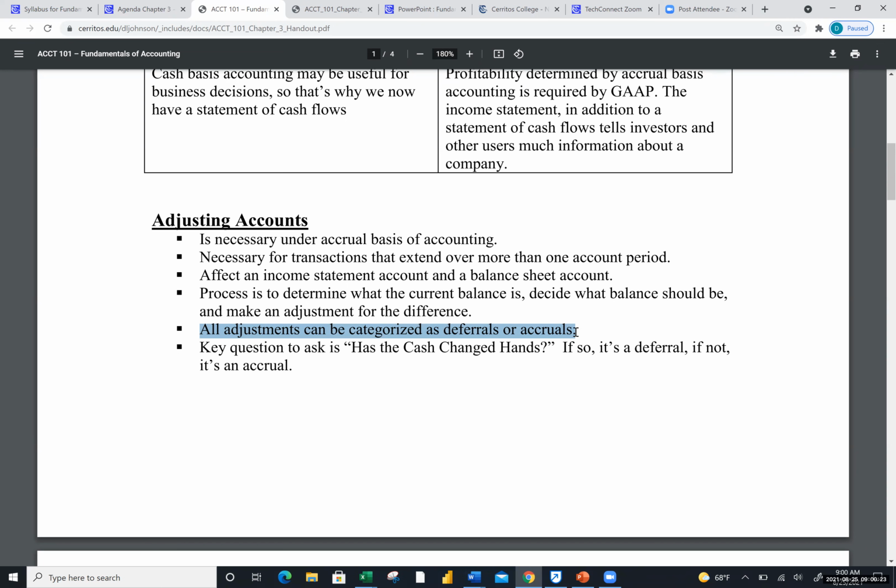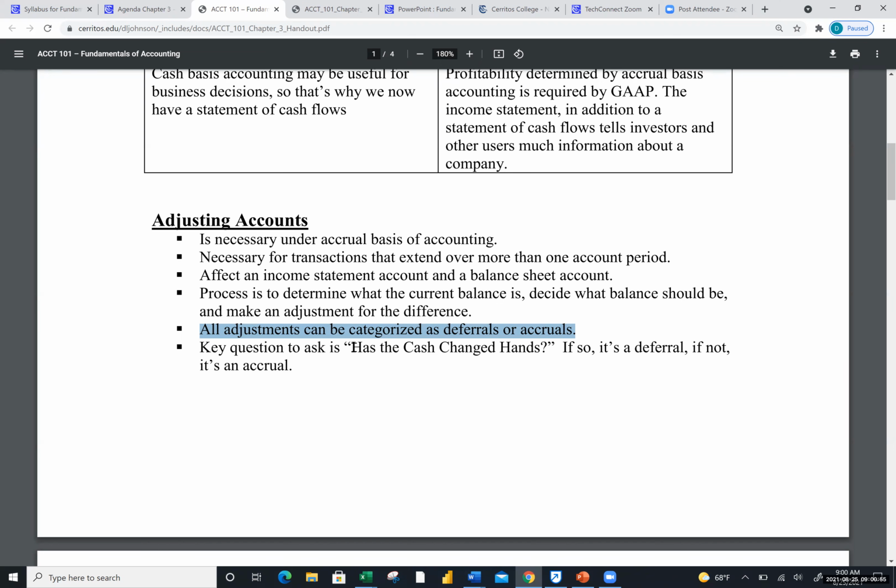So I'm going to give you an example. The supplies adjustment, let's use that. Okay, has the cash changed hands? Yes, you've bought the supplies. They're sitting in your account. Therefore, supplies adjustment is an example of a deferral. Okay, is it a deferred revenue or a deferred expense? Well, supplies can't be a revenue. That's an expense. So the supplies adjustment, you would answer it's a deferred expense.